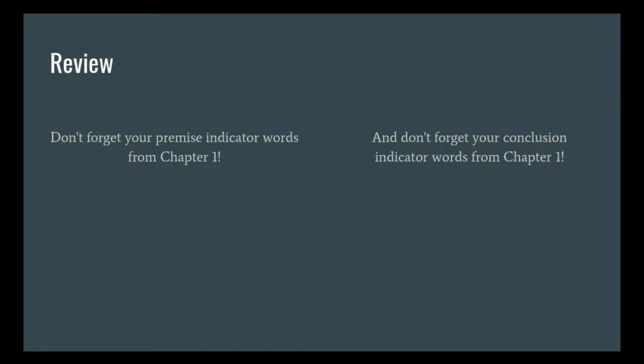Let's review. We don't want to forget our premise indicator words or our conclusion indicator words from Chapter 1. These will help us find the premises and the conclusions of different arguments. Not every argument has these, so these are just indications of what a premise or a conclusion might be. But it'll be helpful when identifying a fallacy to know the conclusion and to know the premises.